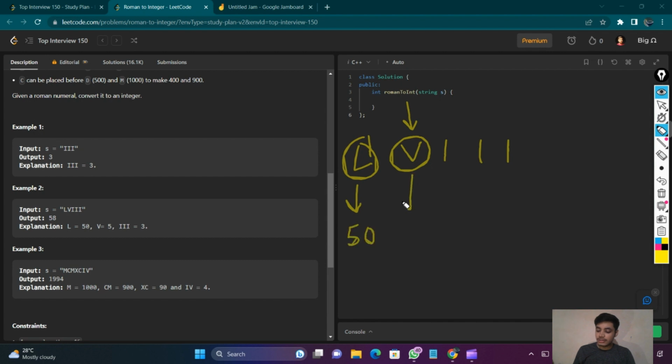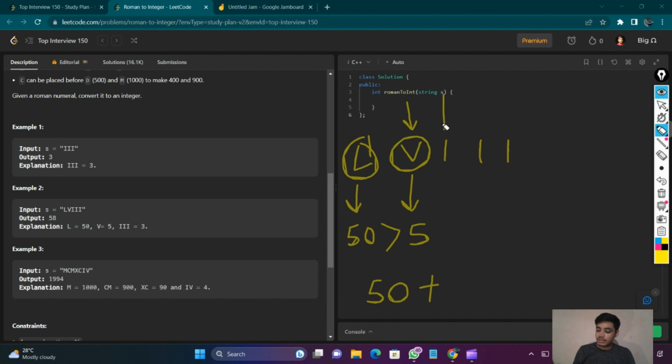And the value of v is equal to 5. So you see that the sequence is correct. That means our normal sequence, where the previous one is greater and the current one is less. So what we have to do is just add it. So we are going to add 50 to our answer.